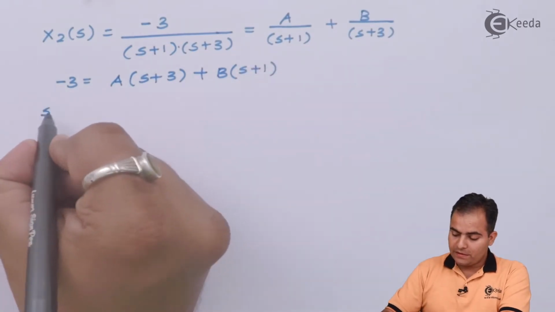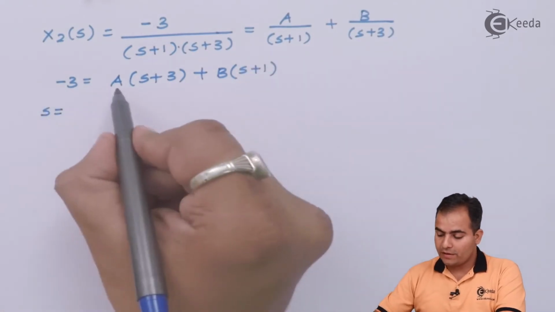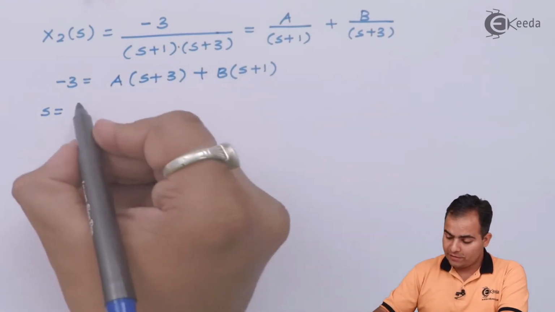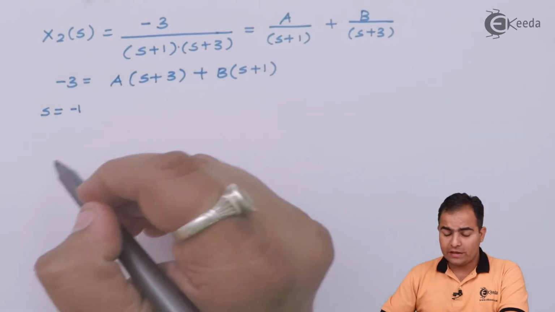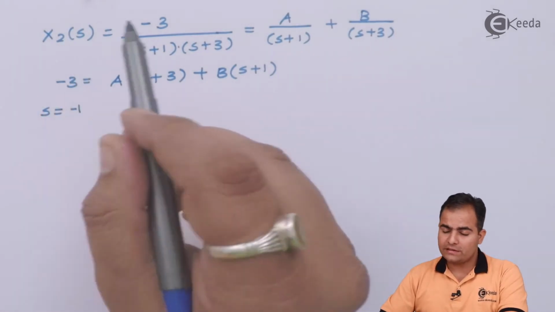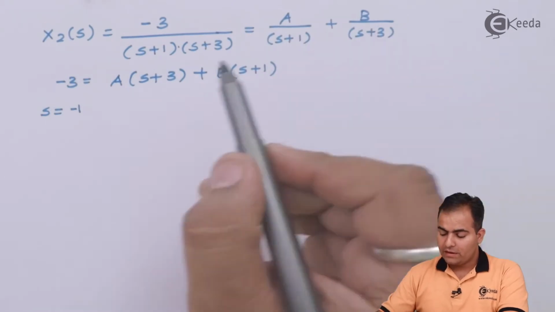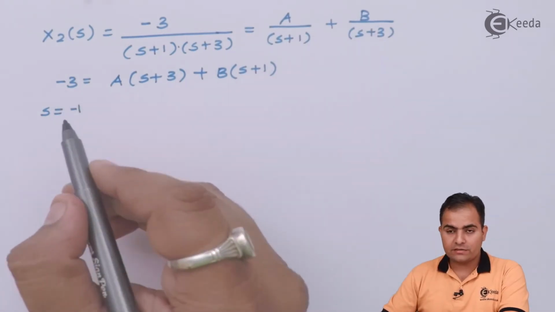Now just simply substitute s values so that you will get the constant term values a and b. Now if I substitute s equals -1, the same term we are going to substitute in each and every part, that is in X2 of s, X3 of s, and X4 of s, because in the denominator we have s plus 1 and s plus 3.